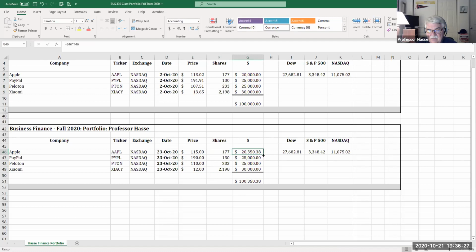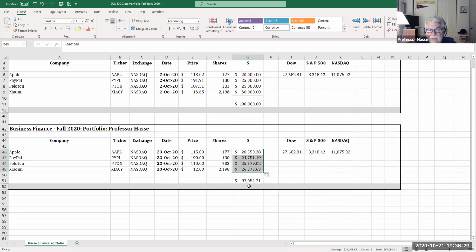So let's copy this down all the way. And there's my new valuation. Ew, not a very good couple of weeks. Now, again, this is all hypothetical. It'll be the actual price of October 23rd, but the format is the same. So notice I have lost value. It's gone from $100,000 to $97,000.